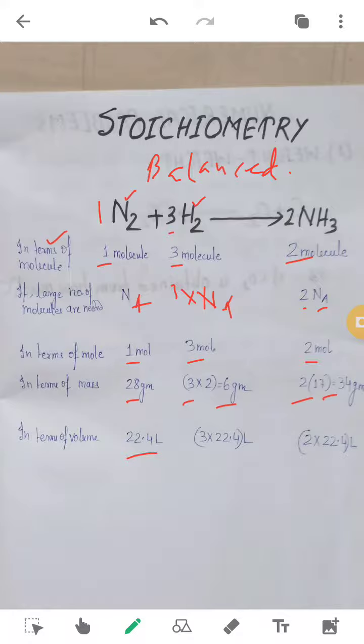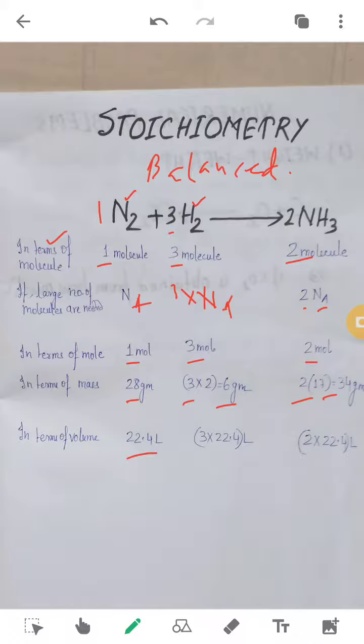So that is 22.4 liter of nitrogen reacting with 3 into 22.4 liter of hydrogen, that is 67.2 liter of hydrogen, to give us 2 into 22.4 liter of ammonia. That is 44.8 liter of ammonia. Now, suppose it's told to you that you require 22.4 liter of ammonia only for a reaction, and you don't know how much nitrogen you require.